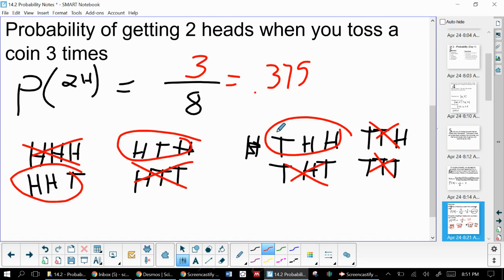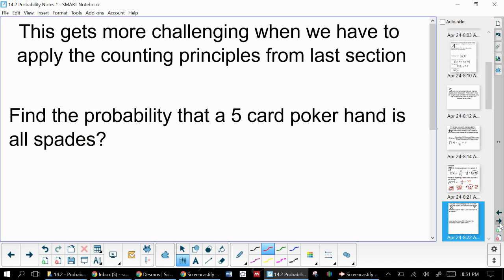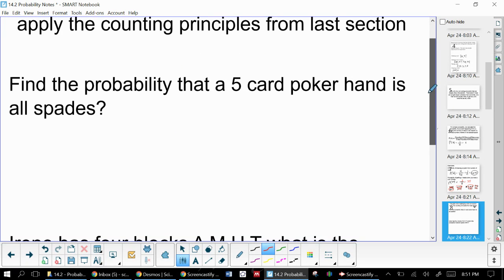Now, this is something that you realize would get a lot harder very, very quickly. If I wanted to know the probability of getting 4 heads when I toss a coin 5 times, suddenly I'm looking at 32 different options that I'd have to sort through. So it'd get a little trickier. Okay, so let's just do a couple more that are a little bit more tricky, and then we'll find some better ways to handle these.